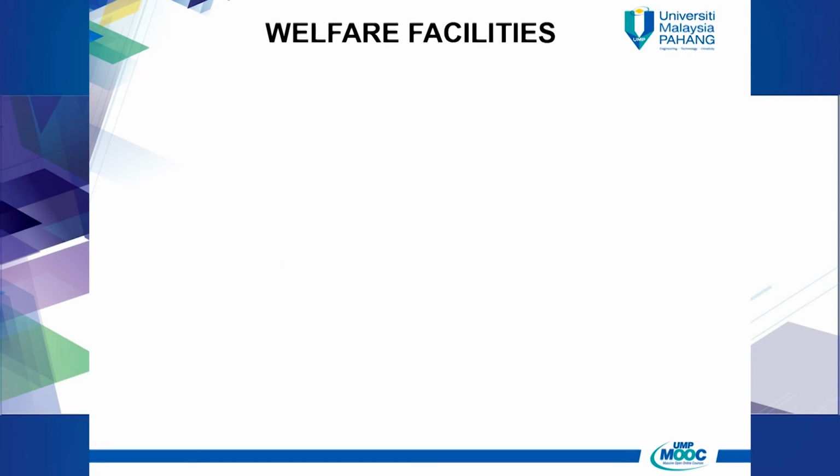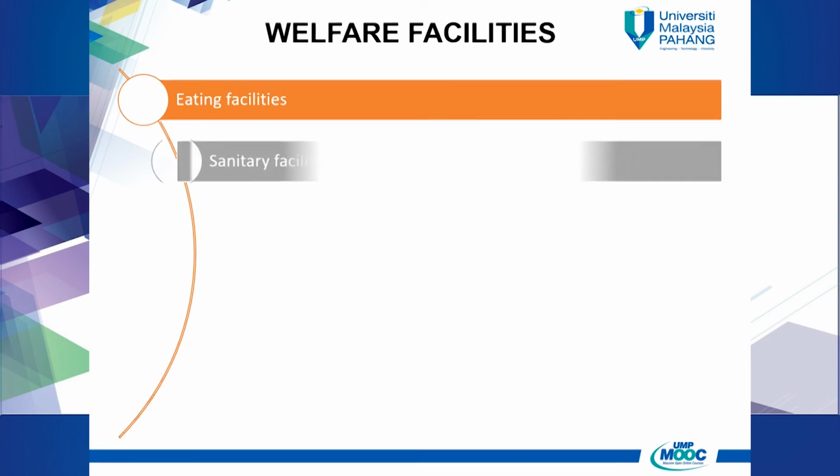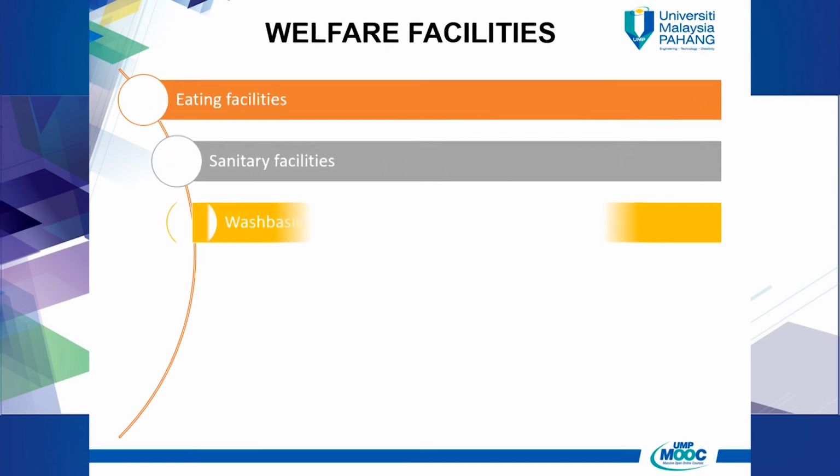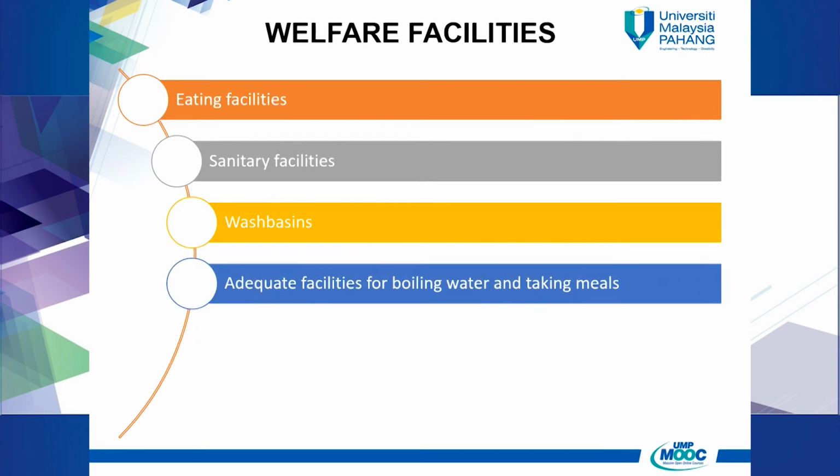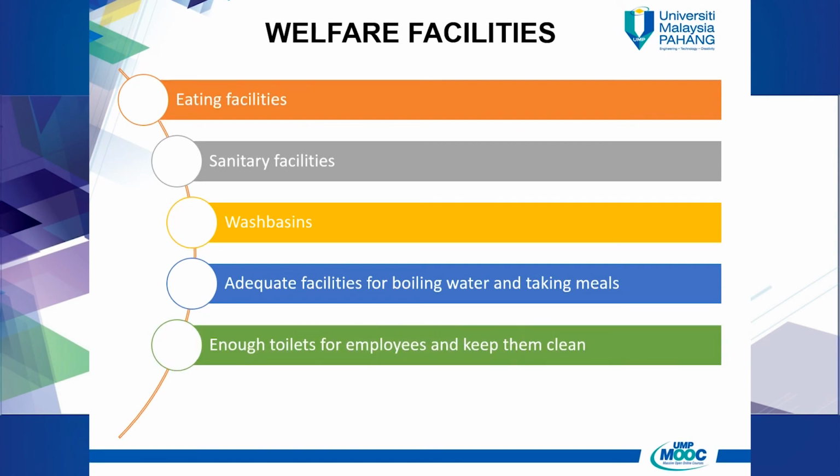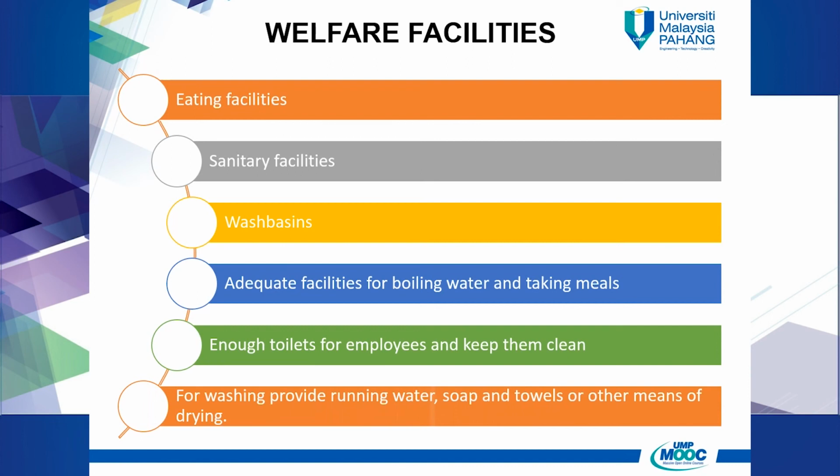Welfare facilities like eating facilities, sanitary facilities, and wash basins should be available. Ensure adequate facilities for boiling water and taking meals are provided for office workers. Provide enough toilets for workers and keep them clean and in good order. For washing, provide running water, soap and towels, or other means of drying.